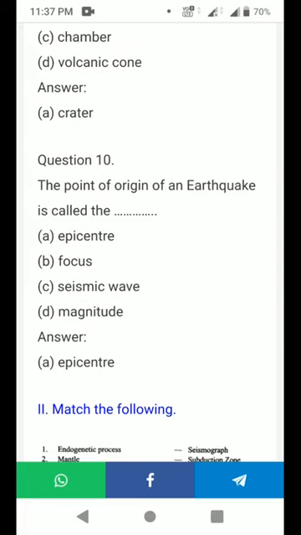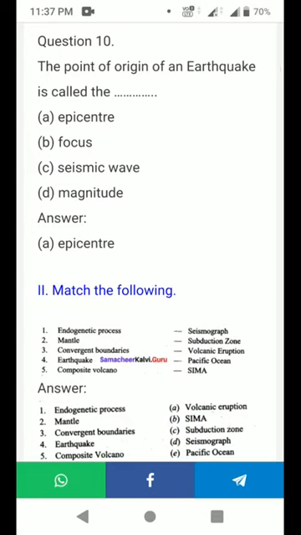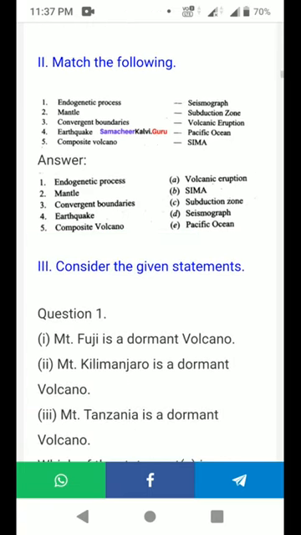Here the answer they have given is wrong, not epicenter. The correct answer is focus. Please correct it. Okay. The point of origin of an earthquake is called the focus. So correct answer, focus. Next, match the following.